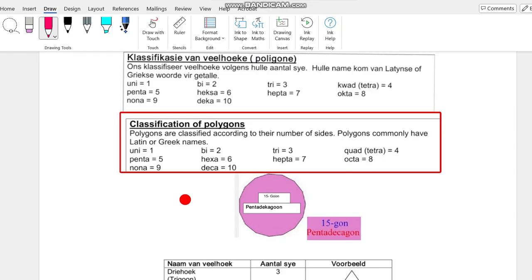And just for interesting sake, I put here pentadecagoon. Penta, right? That was 5. And you add 10, which is deca. Pentadecagoon. So pentadecagon. It's very interesting. But yeah, you can make a summary of that. You can pause the video.